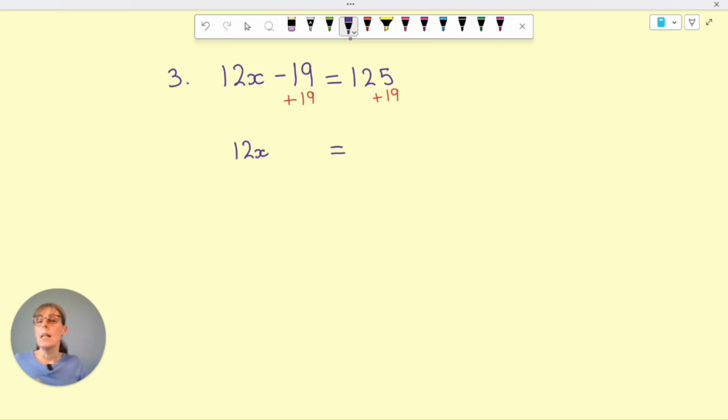Well, 19 is 1 less than 20. So 125 add 20 is 145, but I'm only adding 19, so it's 144. I know 144 is in the 12 times table, so that's good. Well, I need to make that into 1. 12 divided by 12 is 1, which leaves x. 144 divided by 12. So 12 divided by 12 is 1, so that leaves us with x, and 12 times 12 is 144.